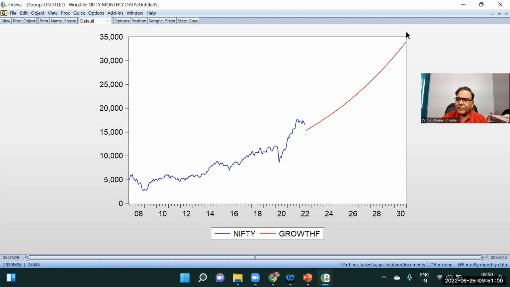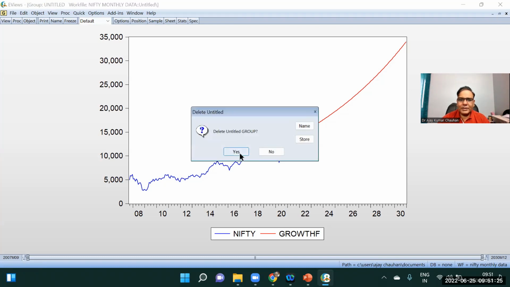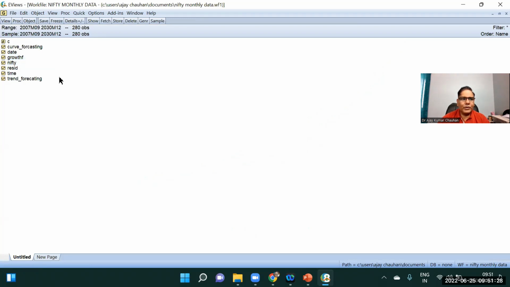If the Nifty continues its growth rate as in the last 25 years. So these forecastings are very simple. And if you just know how to keep the data, these 3 forecastings are very simple, just a matter of 15 minutes. So we have done 3 forecastings: one is the trend forecasting, curvilinear forecasting, growth forecasting, and this is Nifty.